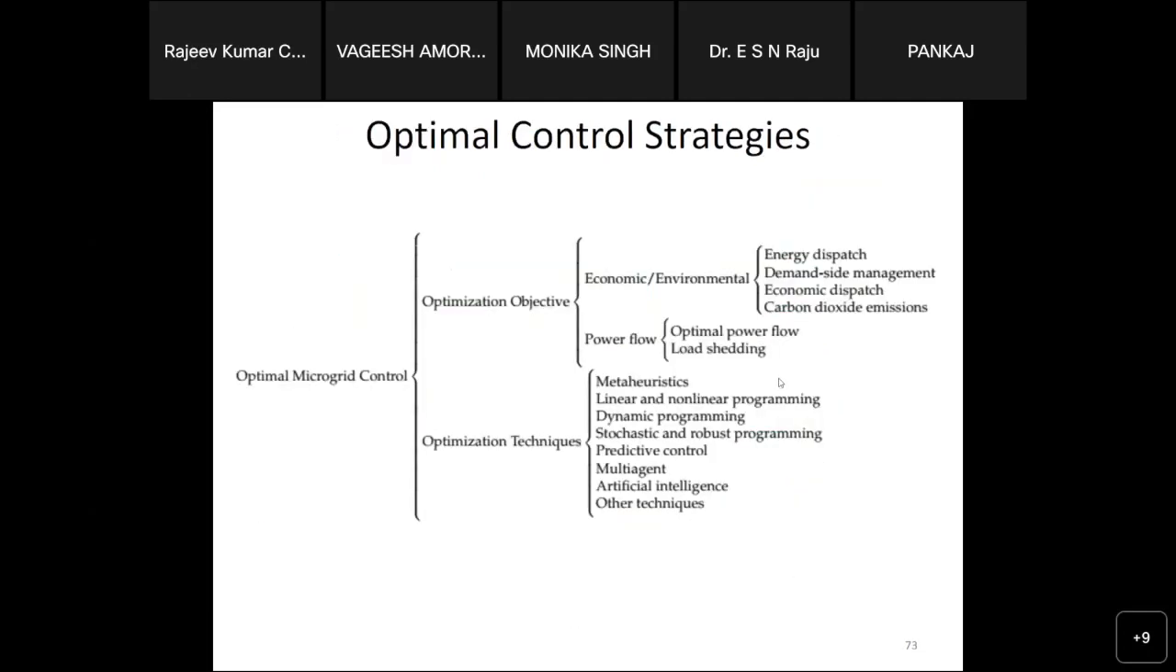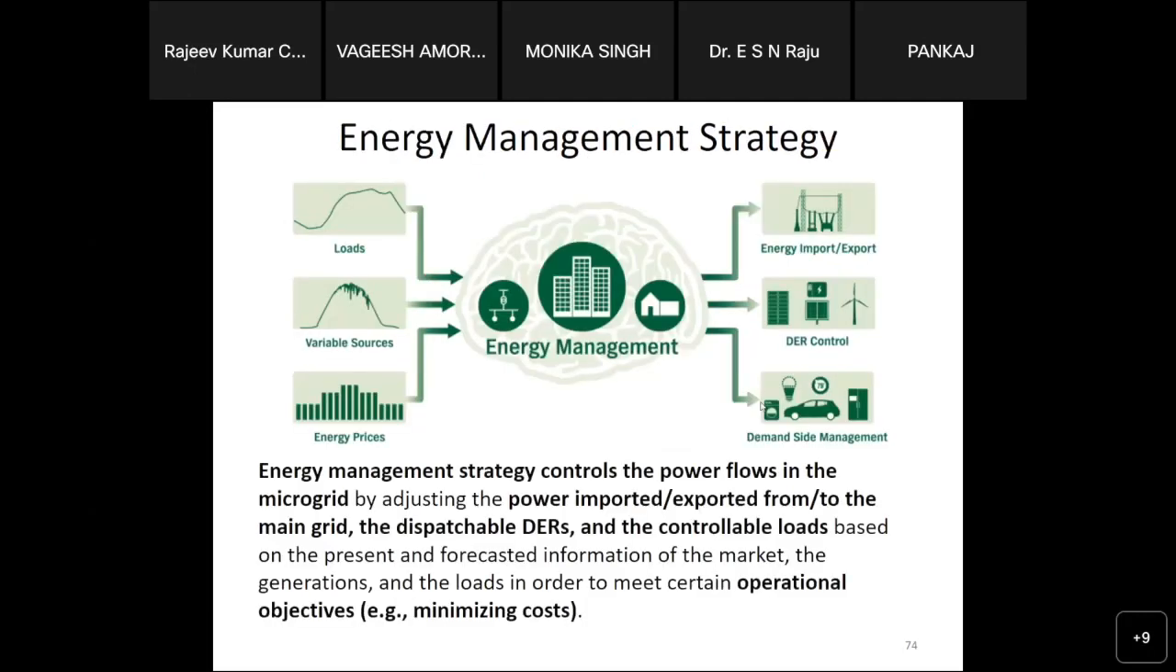So with this, I have completed the control strategies. So I will go with the energy management. As you can see, we have the variable sources, we have the loads, and we have the energy prices. And on the right side, we have the energy import and export, and we have the DER control, we have the demand side management.